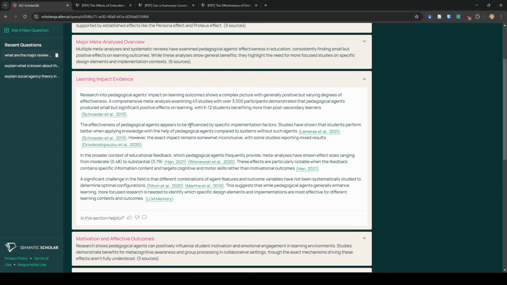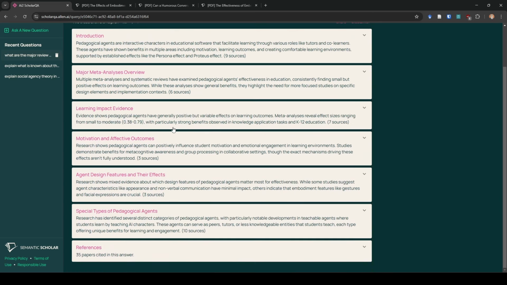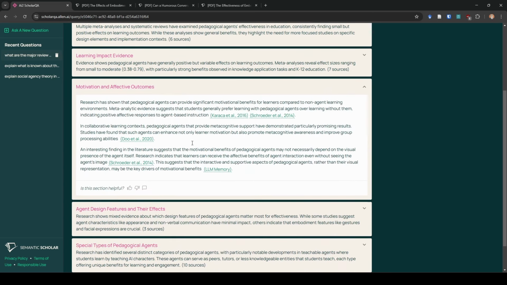Let's see, learning evidence impact. Small but significant. That's true from a 2013 paper. This is also true. This is also true. I don't care about a broader context. We're not talking about a broader context. Motivation and effective outcomes. Let's see what it says here. Generally prefer learning with them than without them. Okay, so this is not this.